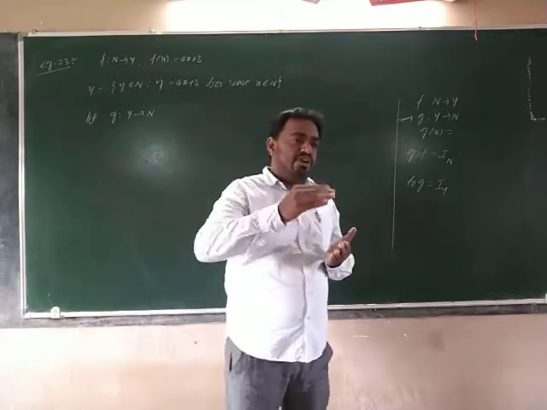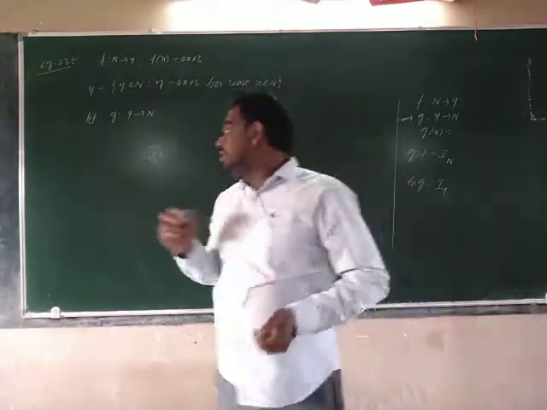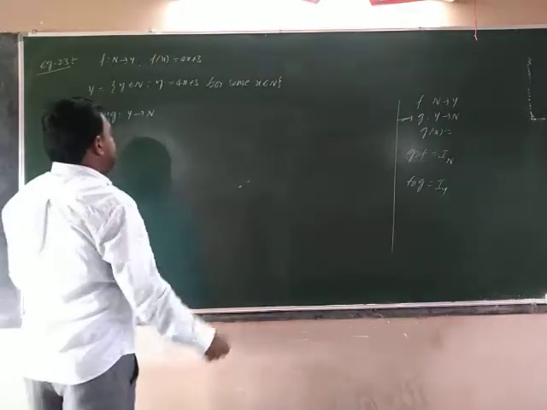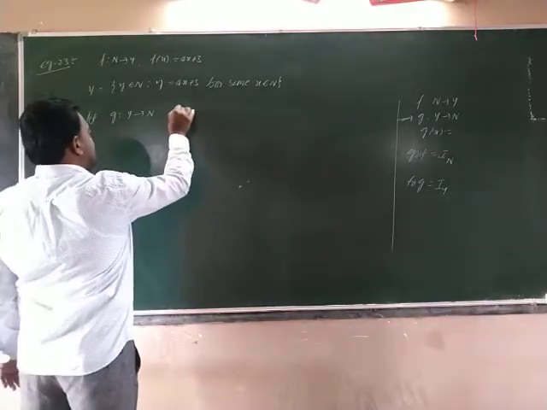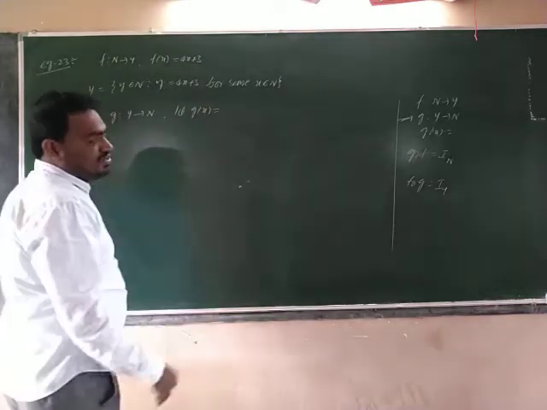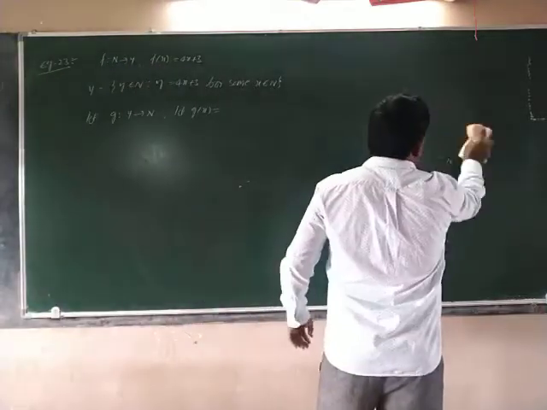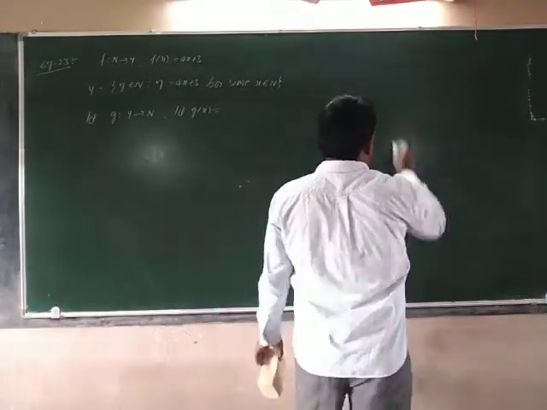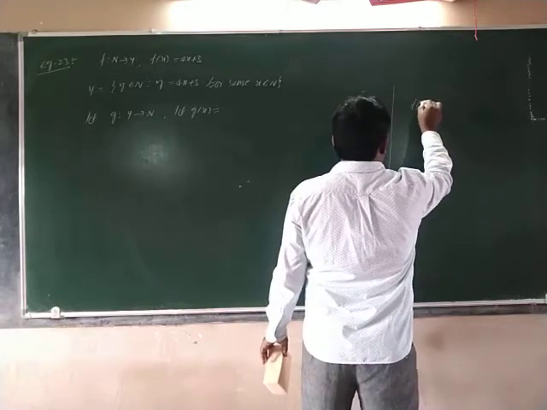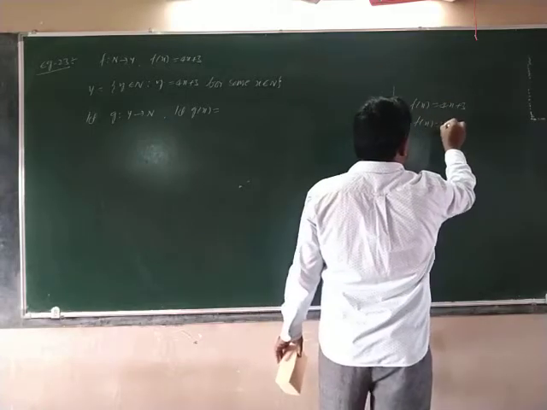F is a mapping from A to B, so the f inverse is a mapping from B to A only. So I am assuming g is a mapping from Y to N. Next, what is the g of x? Let g of x be what we are assuming. G of x is, as I already explained before, by the definition of the f inverse of x. So f of x is equal to 4x plus 3 is there. So take f of x as y.